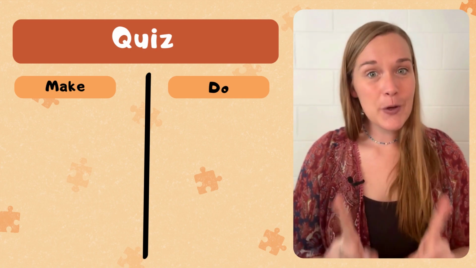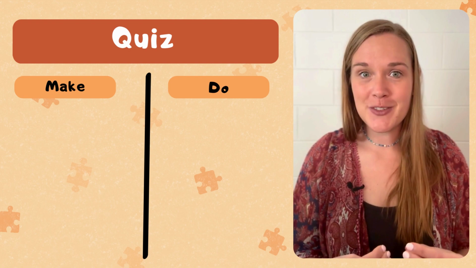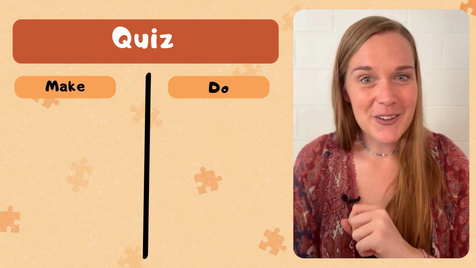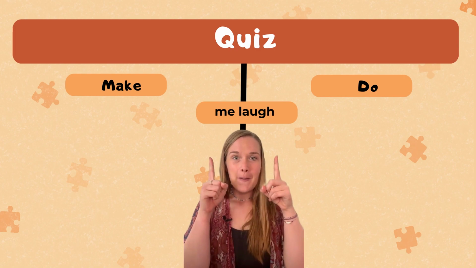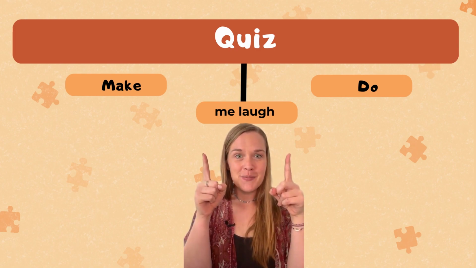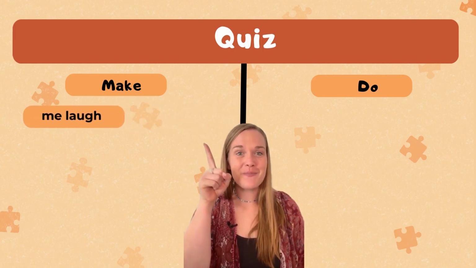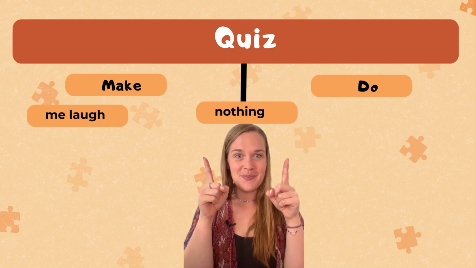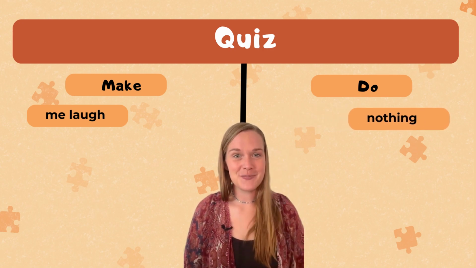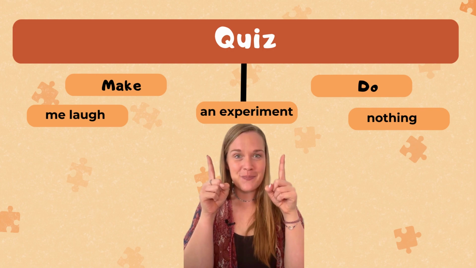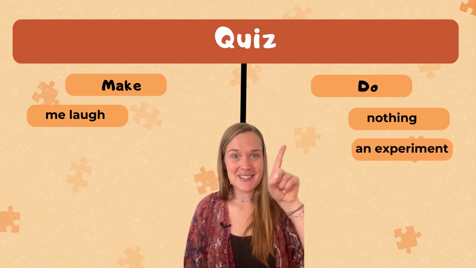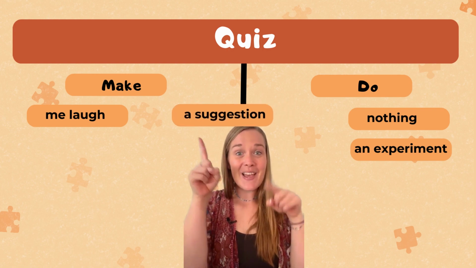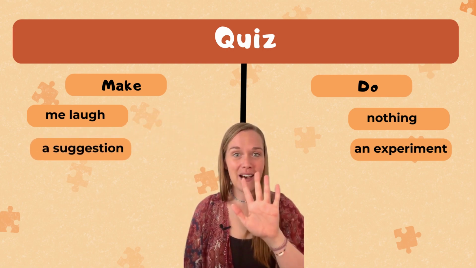So let's play a quiz. There will be 10 questions in total and you have to decide if the word I show you is make or do. Let's see how you get on. Number 1. Me laugh. Make me laugh. Number 2. Nothing. Do nothing. Number 3. An experiment. Do an experiment. Number 4. A suggestion. Make a suggestion.